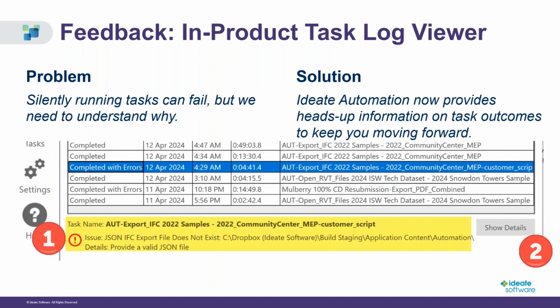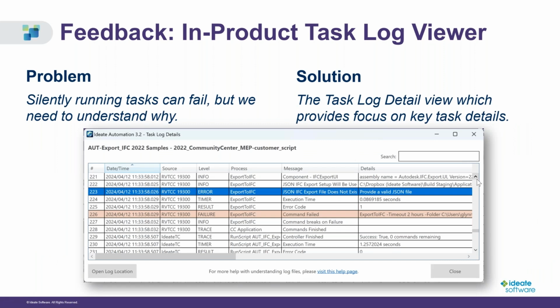We also added in product a task log viewer. So if you click on the history of the tasks and try to figure out what happened with the task, you can click on it, you can read that this is what happened to it, and then you can click on show details. It will take you to the log where that line item, where that error happened.